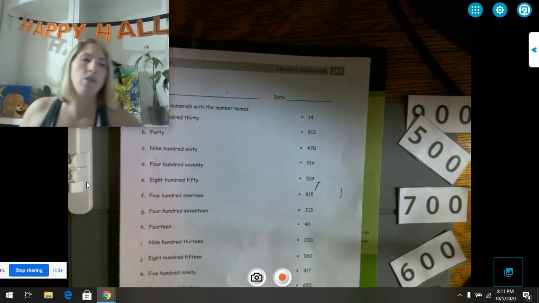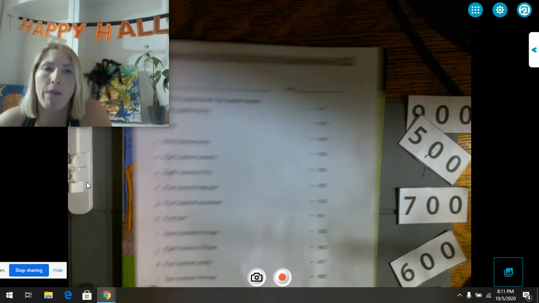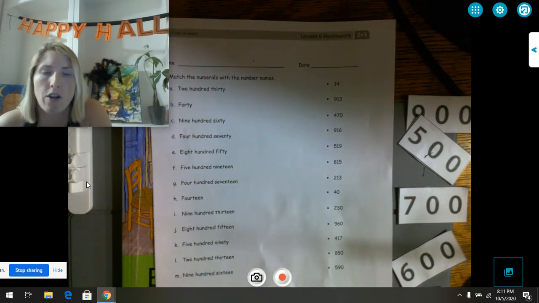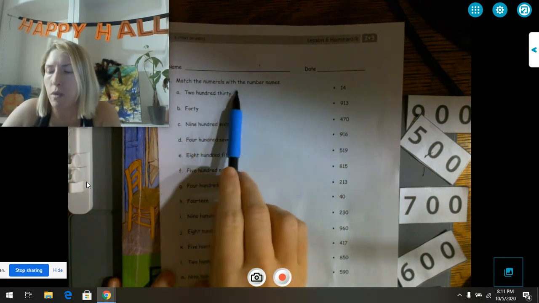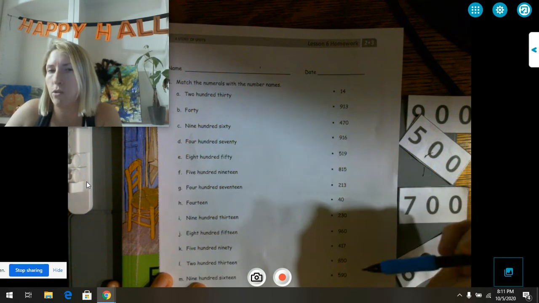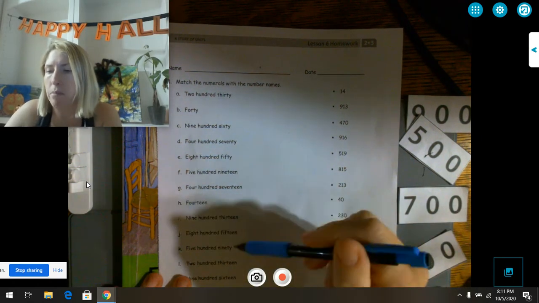All right, and that is it for lesson 6 problem set. Hopefully that made sense to you and I explained it well enough. We're going to look at the directions for the homework page and I'm going to leave you to work on that on your own. What you're doing is match the numerals with the number names. Numerals is a fancy word for numbers. So match the numbers with their number names.